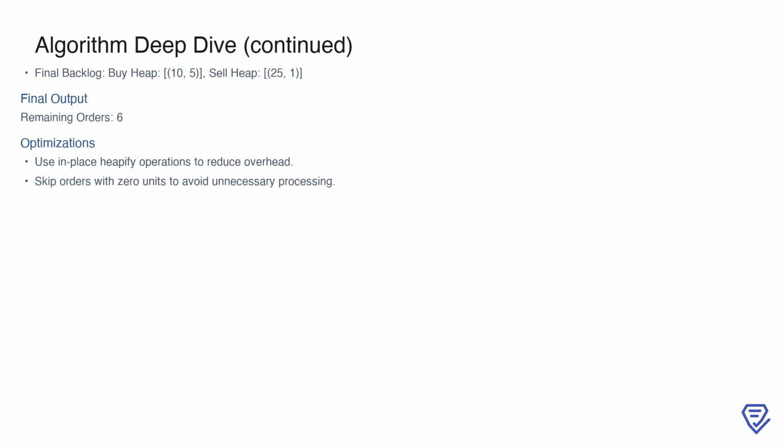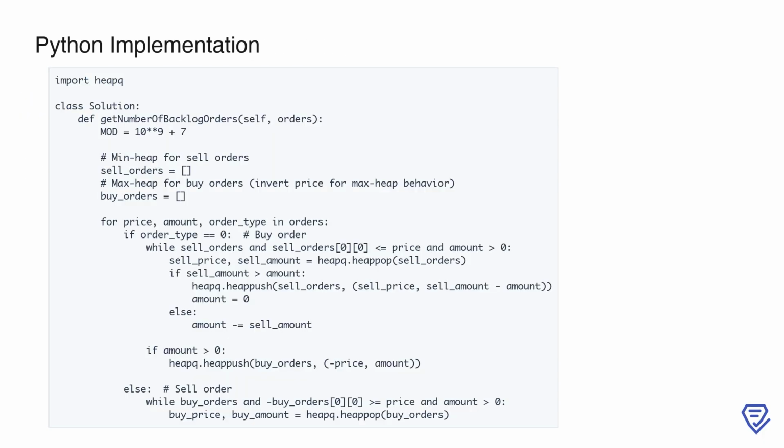These optimizations ensure that our solution remains efficient and scalable. By leveraging heaps and adhering to the matching logic, we effectively handle all edge cases and deliver a robust solution to the problem. Here, we start by importing the heap module, which is essential for working with heaps in Python. Then, we define a class named solution and implement the getNumberOfBacklogOrders method.